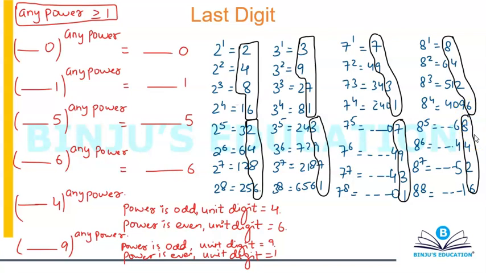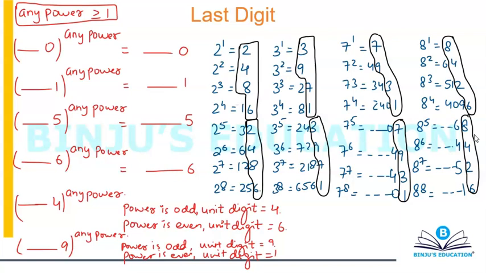So 0, 1, 5, 6 don't have any cyclicity. Their unit digits are always 0, 1, 5, 6. For 4 and 9, we have two cases. If the power is odd for 4, unit digit is 4. If the power is even, unit digit is 6. For 9, if the power is odd, unit digit is 9. For 9, if the power is even, unit digit is 1. Whereas 2, 3, 7 and 8 follow a cyclicity of 4.